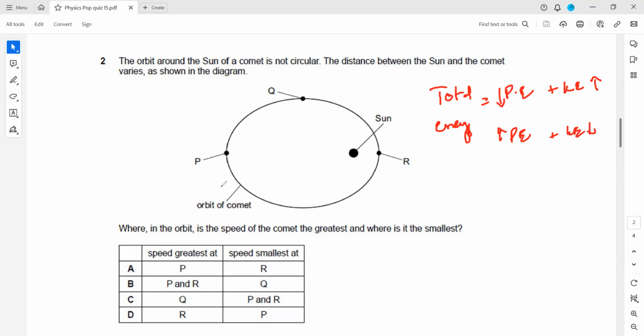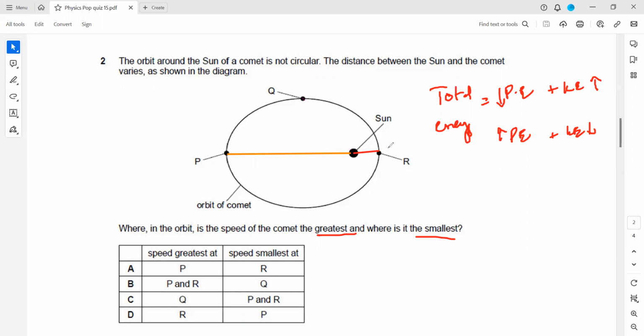So where in the orbit is the speed of the comet greatest and where is it smallest? So basically we have to find at which place it will have the highest kinetic energy. In the region where it has the highest kinetic energy, it will have the maximum speed, and where it has lower kinetic energy, at that point it will have the smaller speed. So when we check the distance, R is the shortest distance and P is the longest distance. Q is there, but it is moderate between R and P. That's why it cannot be maximum or minimum.